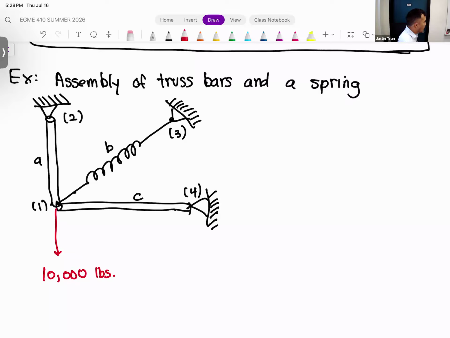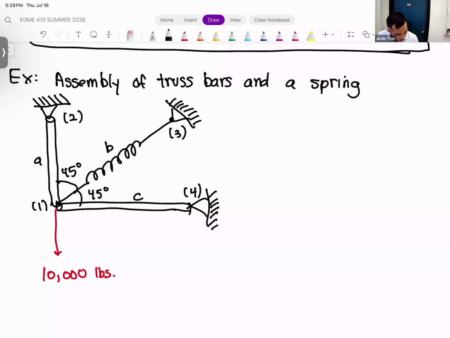Oh, sorry, one more thing that we need. We also need to know the orientations of these elements. Element C, we're going to assume is perfectly horizontal. Element A is going to be perfectly vertical. And then element B we're going to assume is angled upwards at an angle of 45 degrees. And then just to be complete, from element B up into element A is another 45 degrees. So element A you can consider as 90 degrees.